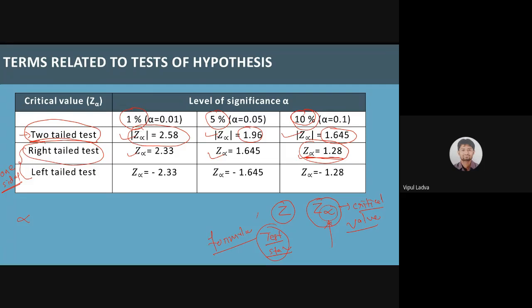These three critical values are for the two-sided, or two-tail, test. We need to compare the Z statistic with these critical values. We will not be dealing with all three together; we will be dealing with one of them, purely based on whether the alternative hypothesis is two-tailed or one-tailed.